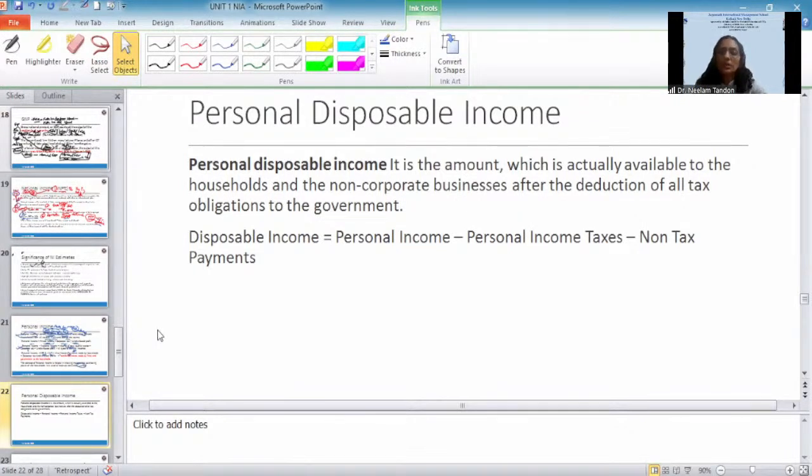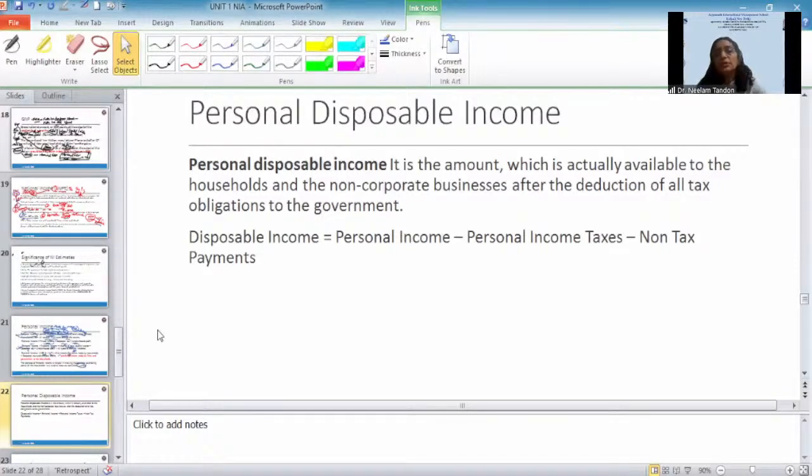So how do you get personal disposable income? From personal income, you deduct personal income taxes, what you're liable to pay to the government, and all other non-tax liabilities which you have on your head. After deducting these two, the remaining income is there. Economy here means households we are talking about. So all households' income together, after deducting income tax and all their non-tax liability, gives you personal disposable income.